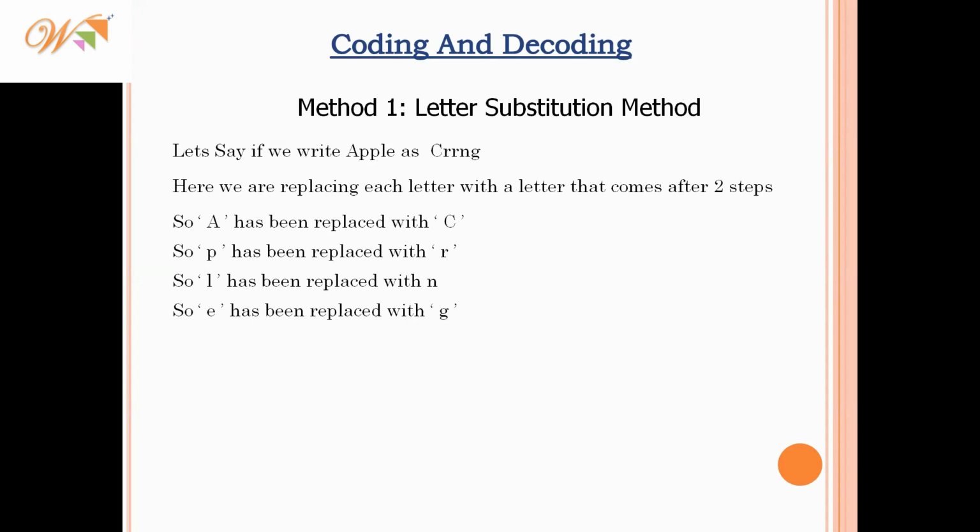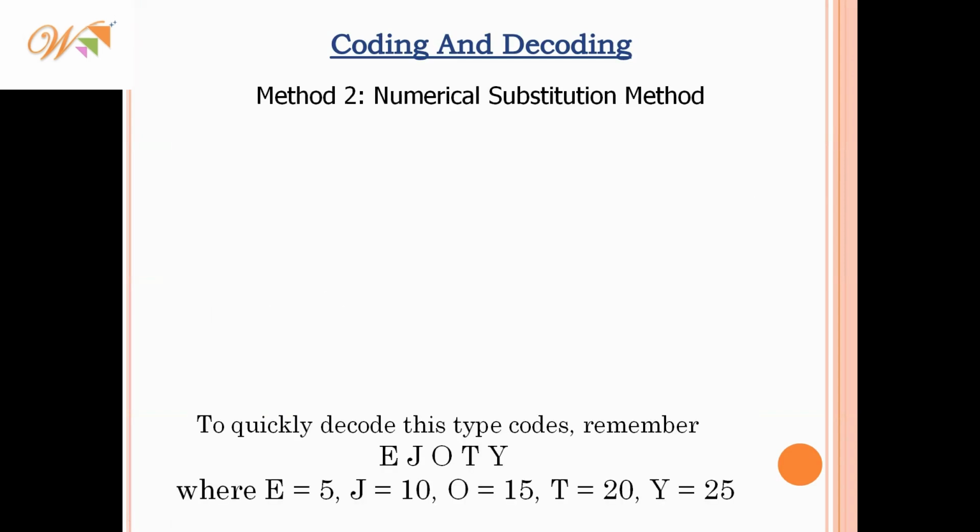We were replacing the letters by skipping one letter. So A was replaced not by B; we skipped the B and replaced it with C. After P we have Q, so we are not taking Q; we are replacing P by R. L is being replaced by N. E is being replaced by G. Now let's see method 2. It is called the numerical substitution method.